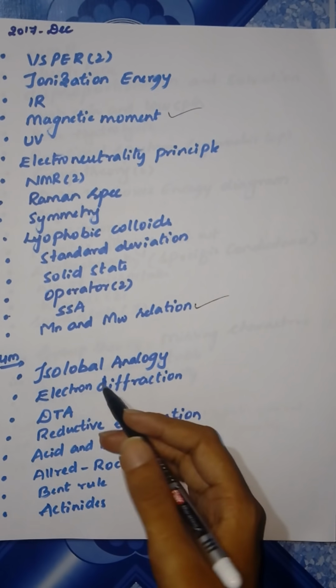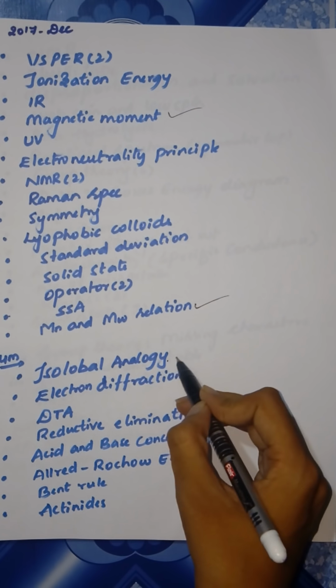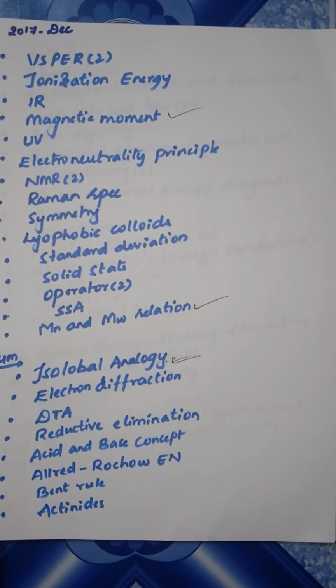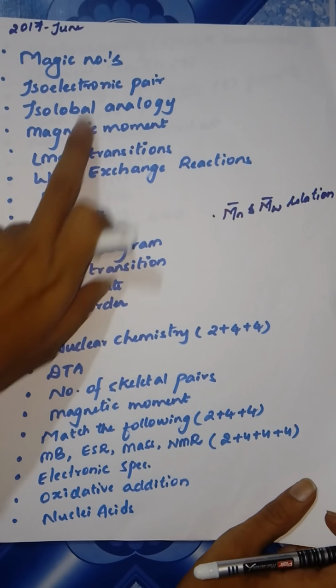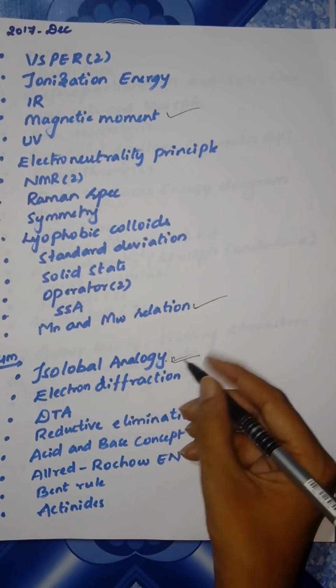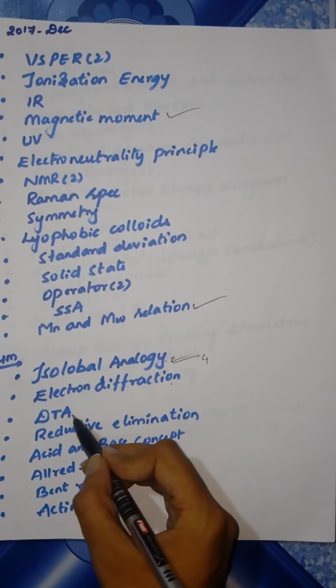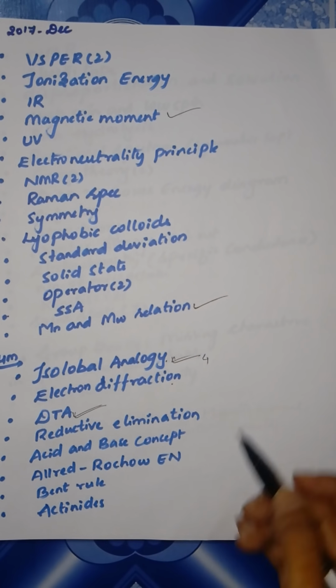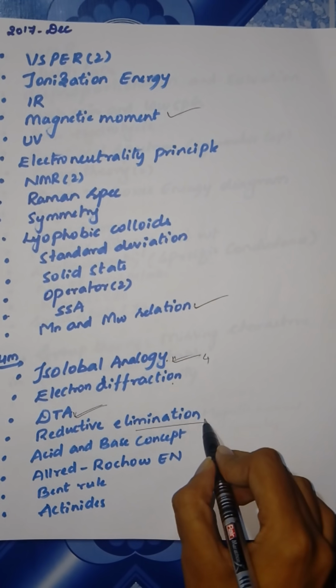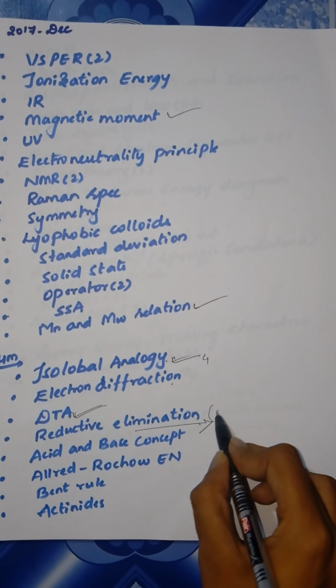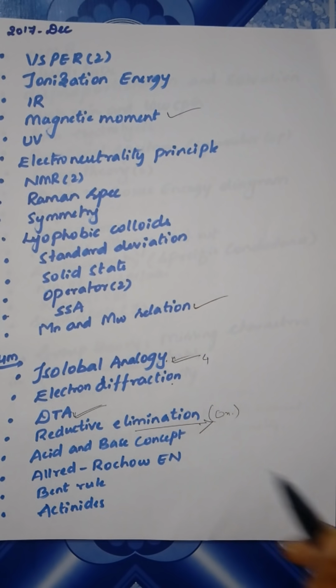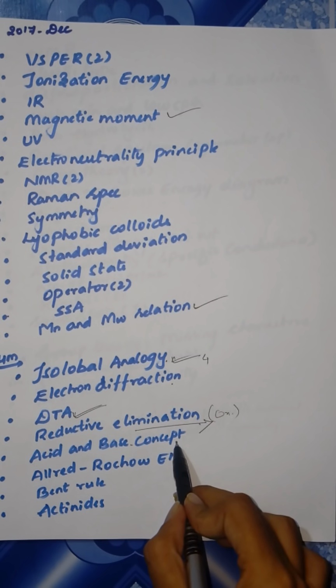Now 4 markers, isolobal analogy. If you remember, this was asked previously also, but then in the 2 marks. Okay, so in 2017 December it is for 4 marks. Now electron diffraction question was asked, DTA again, which was asked previously. Here you have reductive elimination concept. Previously oxidative addition was asked, now reductive elimination. And acid base concept question was asked.